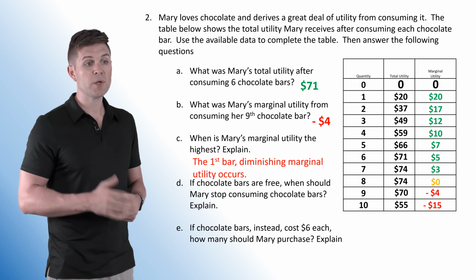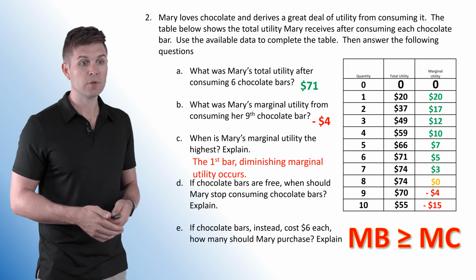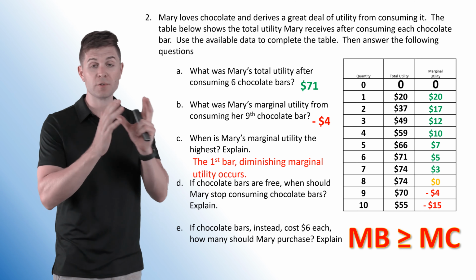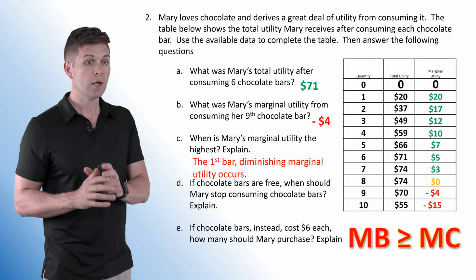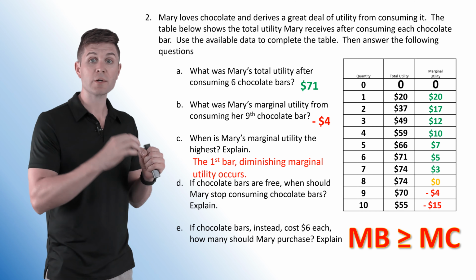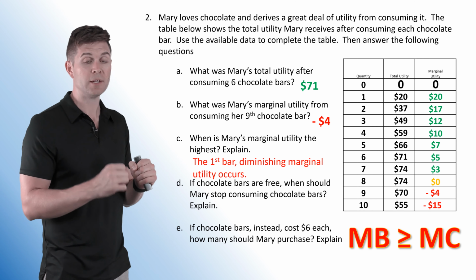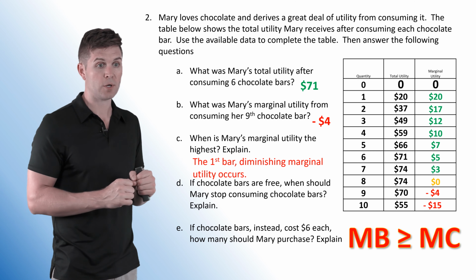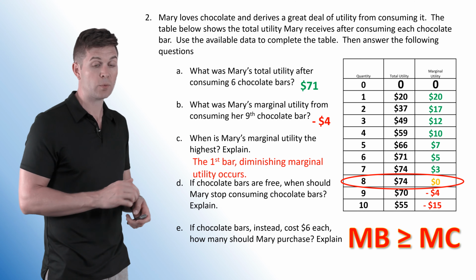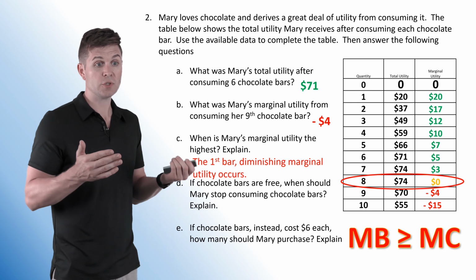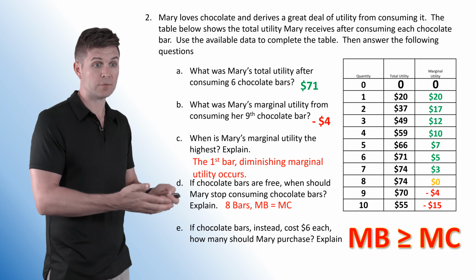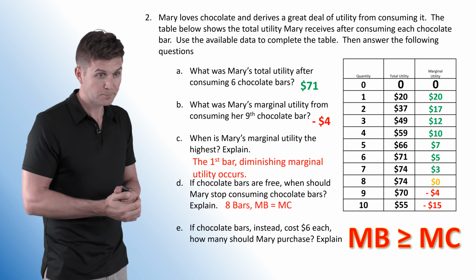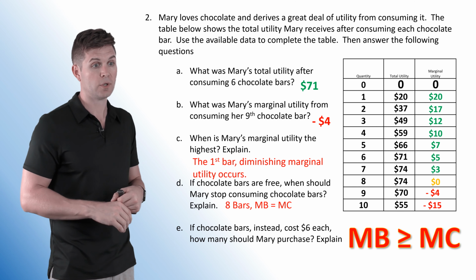If chocolate bars are free, when should Mary stop consuming chocolate bars? So here we want to go back to that marginal benefit is greater than or equal to marginal cost. So if chocolate bars are free, we are going to consume until the marginal benefit is 0, or the last point that marginal benefit is greater than marginal cost. In this case, we do have a point where it's at 0, so Mary should consume up until 8 candy bars, and including the 8th candy bar. So the marginal benefit equals the marginal cost.